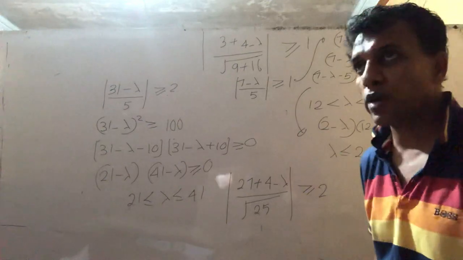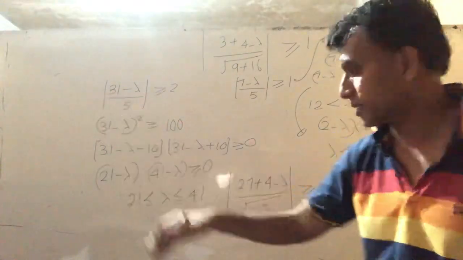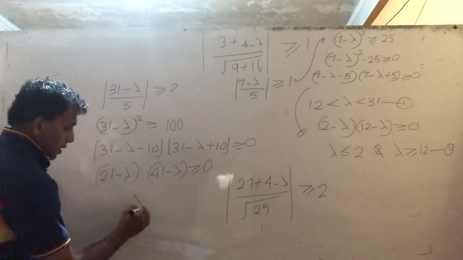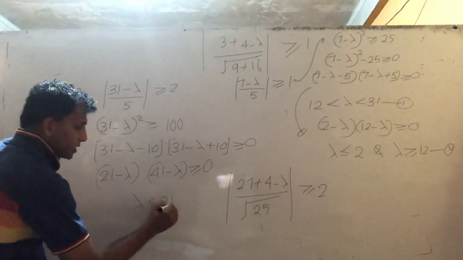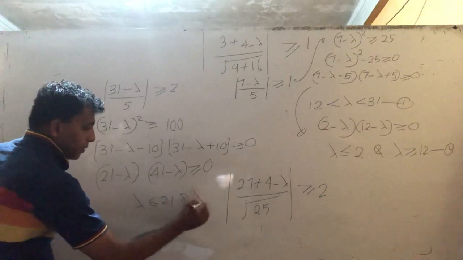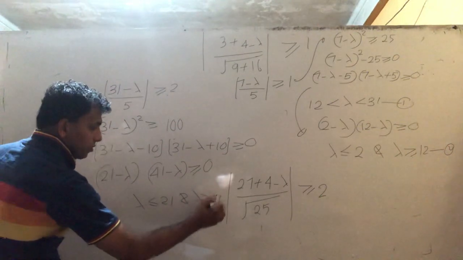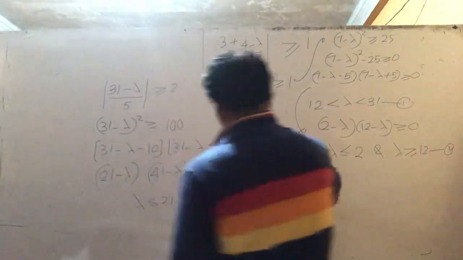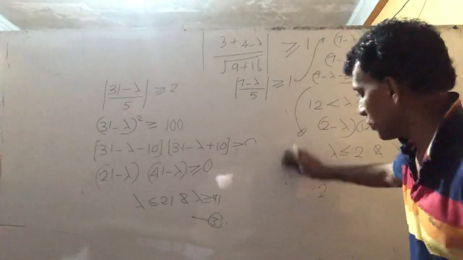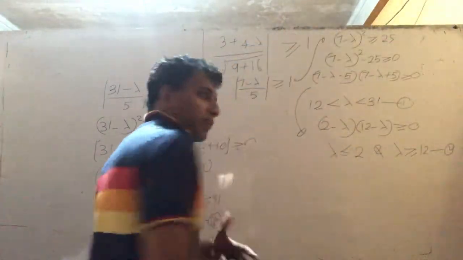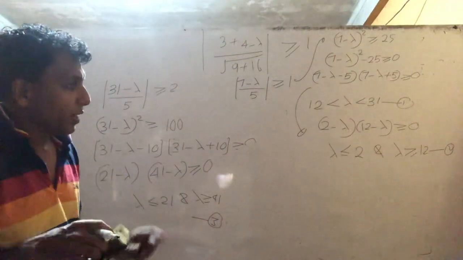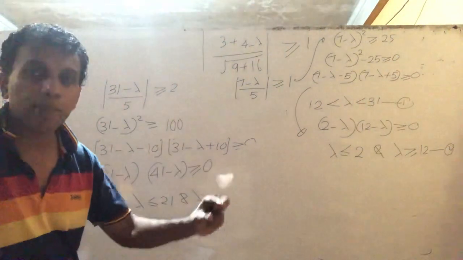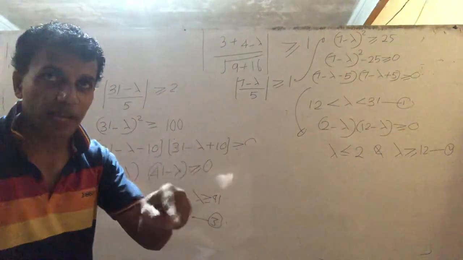Greater than 0 comes what? Less than the least, more than the highest. Similar here also, lambda less than or equal to 21 and lambda greater or equal to 41. I say third inequality. So a long problem, like I said, 10 marks question. But if you want to work hereafter, it is simple, you can minimize your steps. And now I show all three inequalities along a number line pattern and derive the answer they ask.